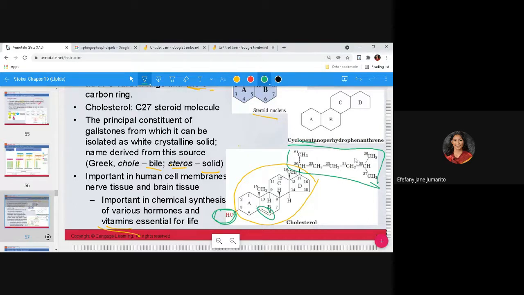So your cholesterol is a steroid, and it has OH in carbon 3. What else does it have? A double bond in carbon 5, and in carbon 17 it has a molecule, CH3. What type of molecule? It's isopentane. Okay, so this is your cholesterol. Cholesterol is a steroid.